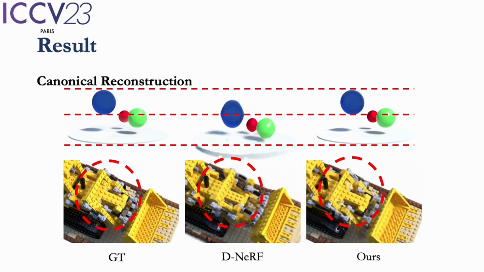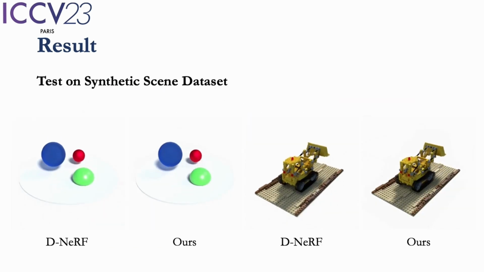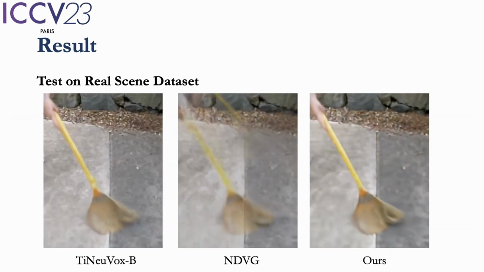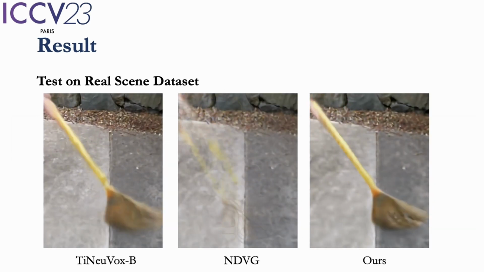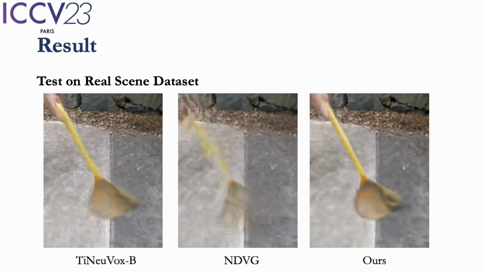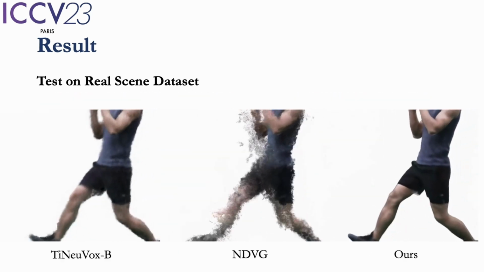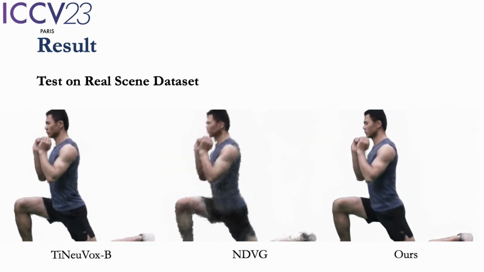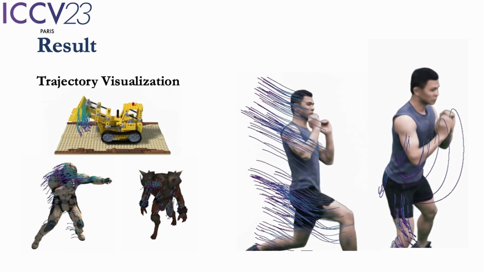This is the canonical reconstruction of our method and DNeRF. We could see that our method could recover correct geometry for canonical time, which proves that ours learns an accurate deformation field. These are results on synthetic datasets. These are results on real datasets. Finally, we visualize the learned trajectories of our method.